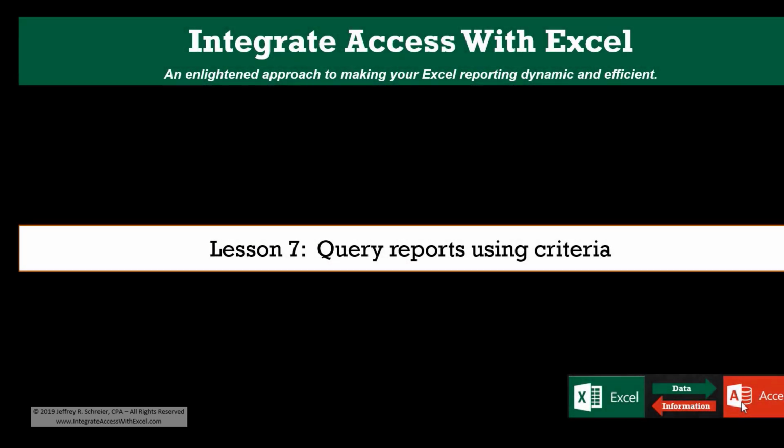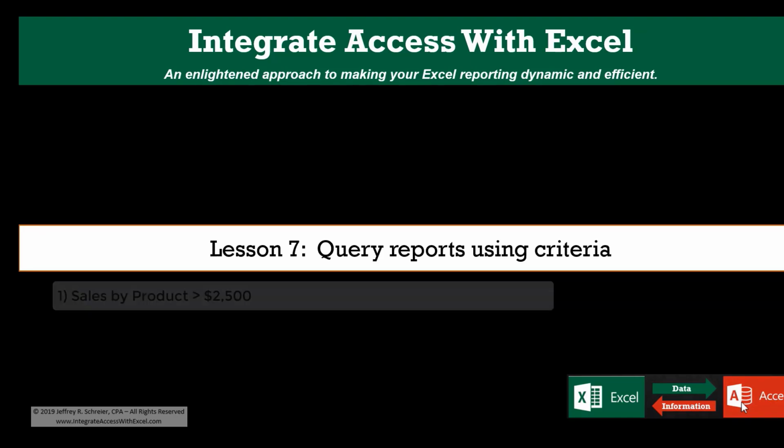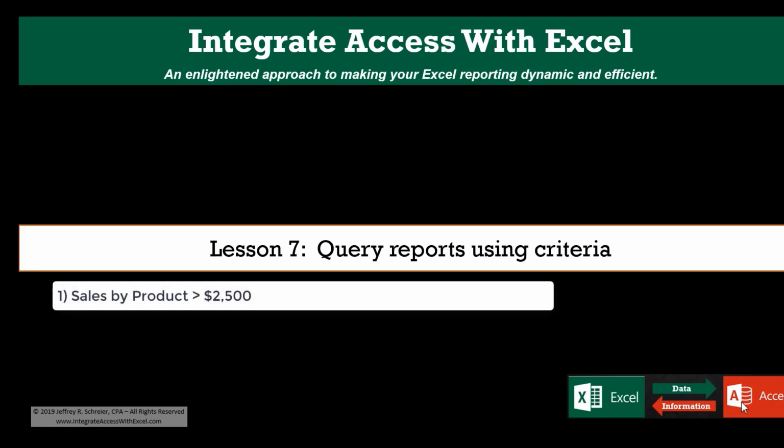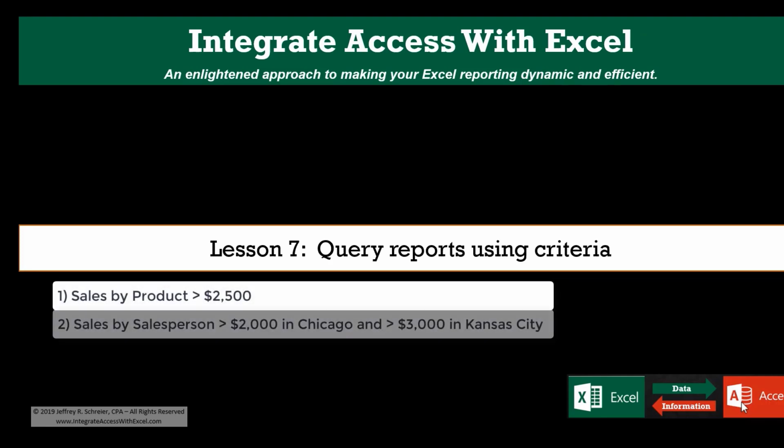Welcome to Lesson 7. You are now ready to use your query knowledge to do the first two reports in your assignment. The first report is sales by product greater than $2,500, and the second is sales by salesperson greater than $2,000 in Chicago and $3,000 in Kansas City. I made it a little bit more complicated to demonstrate the power of the query.